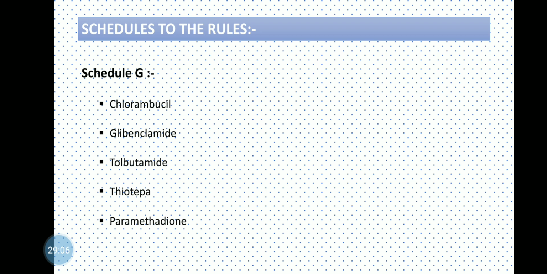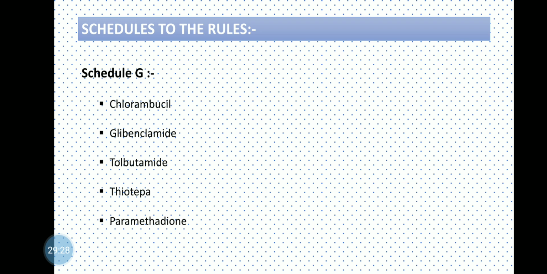For example, chlorambucil, glibenclamide, tolbutamide, thiotepa, paramethadione, trimethadione. These are the drugs specified in Schedule G, which are to be taken by a patient under the supervision of a registered medical practitioner.